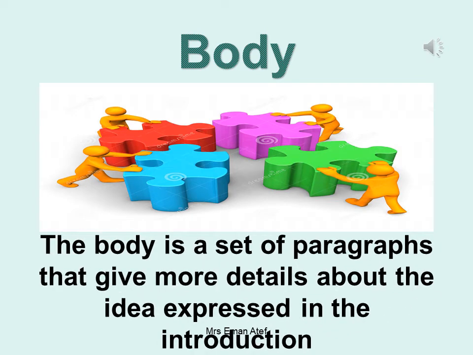Look at this diagram, you will find that the people have the same color, yellow. Why? Because the people here represent the body. They all have the same idea, the same aim, but are still divided into different ideas. Look again at the puzzles, you will find that each puzzle has a different color. Why? Because each color represents a separate idea but is still connected to the main body.